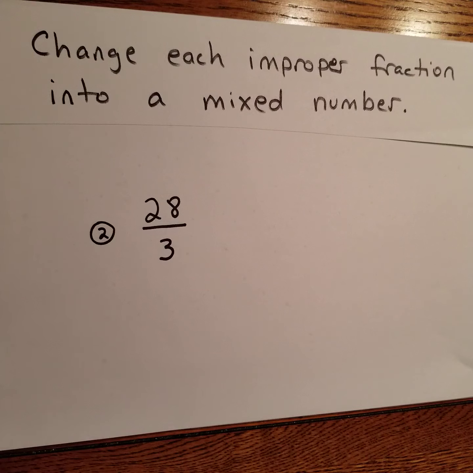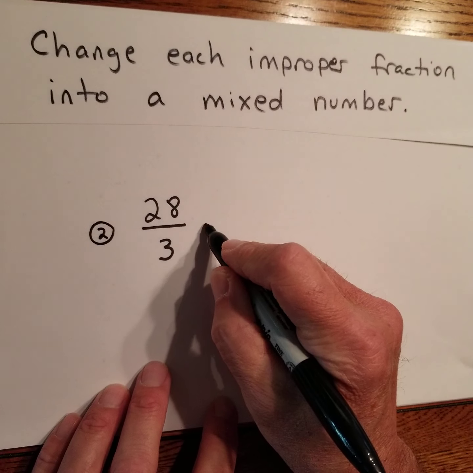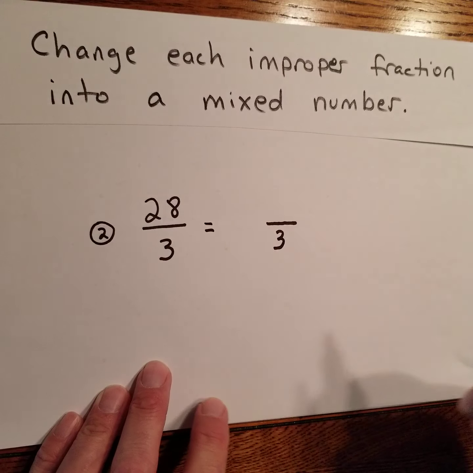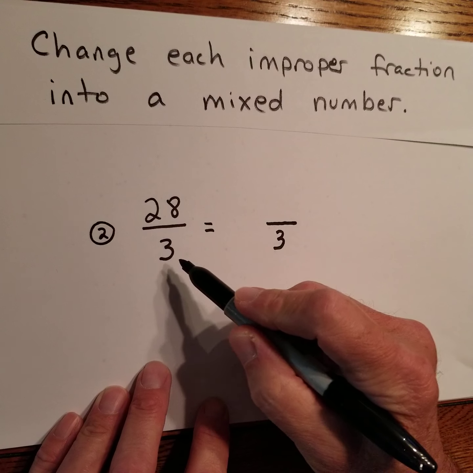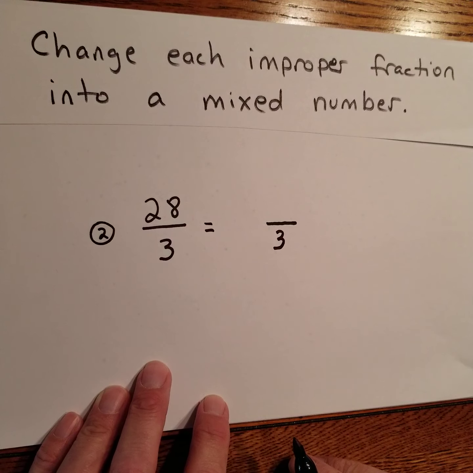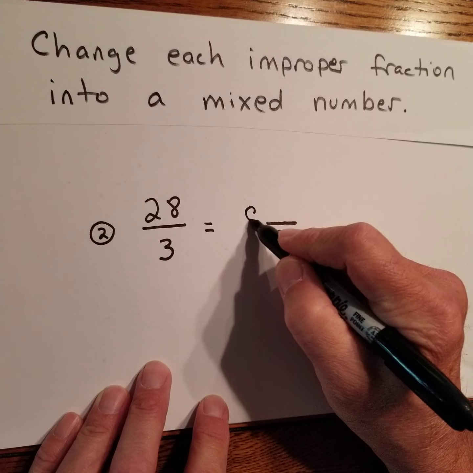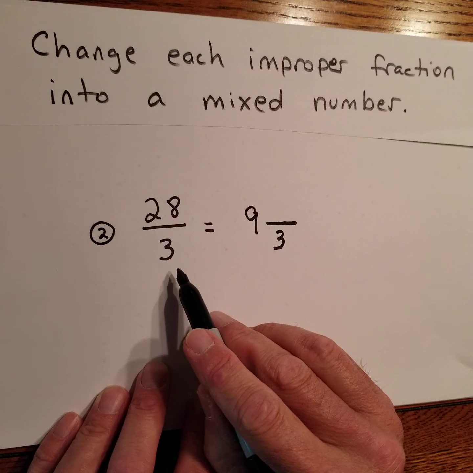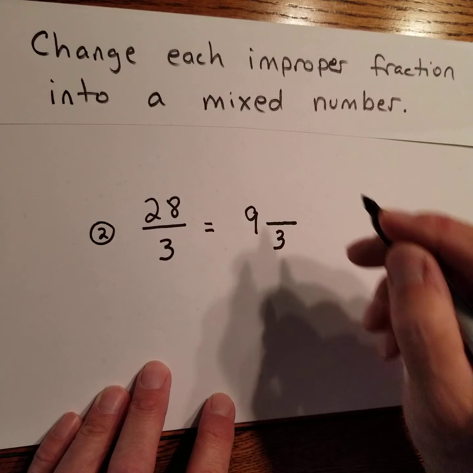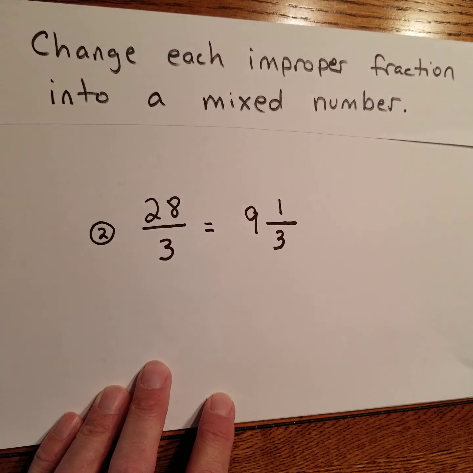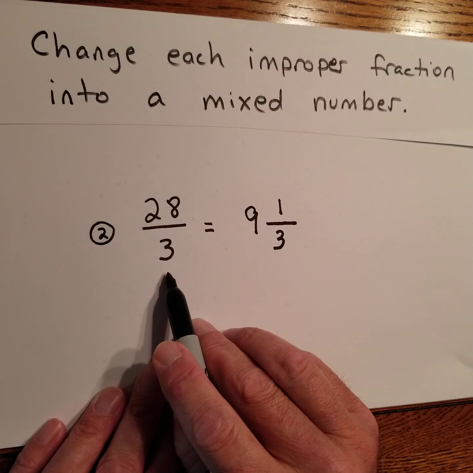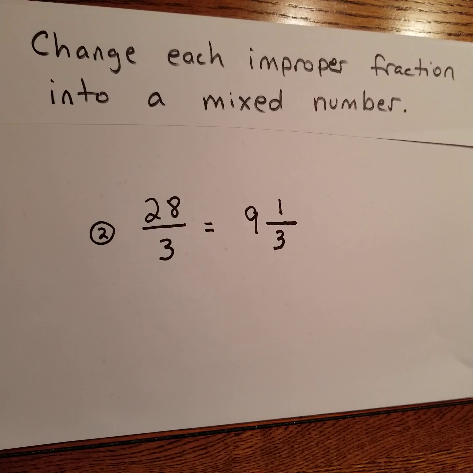To change an improper fraction into a mixed number, we keep the denominator, and then think, how many times does 3 divide into 28? That goes in 9 times. 9 times 3 is 27. 27 from 28 leaves a remainder of 1. Again, show no work if you can. Do it in your head, but write the problem down along with your answer.